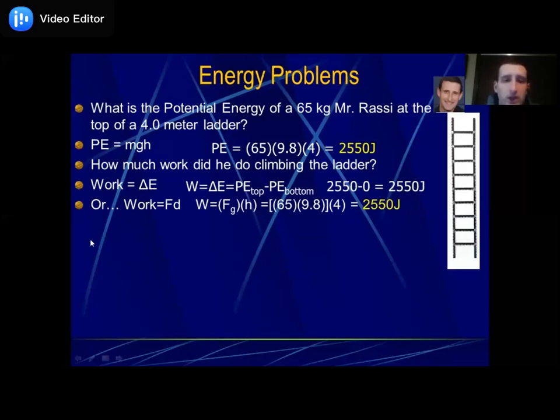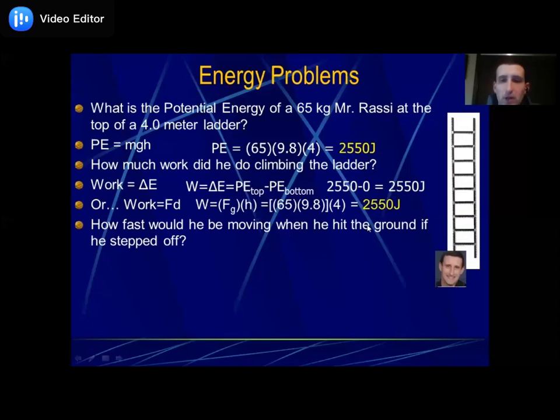Now we're going to do how fast would he be going when he hit the ground if he steps off the ladder. So if you step off the ladder and you just fall, and I just like to point out, I have no interest in stepping off of a 4-meter tall ladder. That would be approximately a 12-foot tall ladder. I do not want to have that experience. But if that had happened, how fast would he be moving when he hits the ground if he steps off?